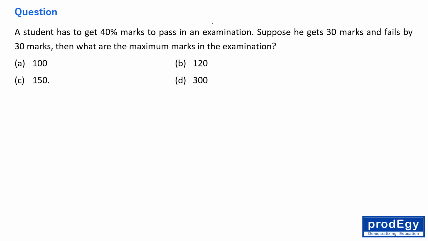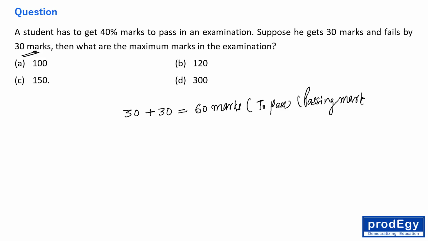A student has to get 40% marks to pass in an examination, right? Okay, 40% is the passing marks. Suppose he gets 30 marks and fails by 30 marks. See everyone, if he gets 30 marks and he fails by 30 marks, it means he should score 30 more marks, right? It means he should score 60 marks to pass. He should score 60 marks to pass, right? Or you can say passing marks are 60, right? You can say passing marks are 60.